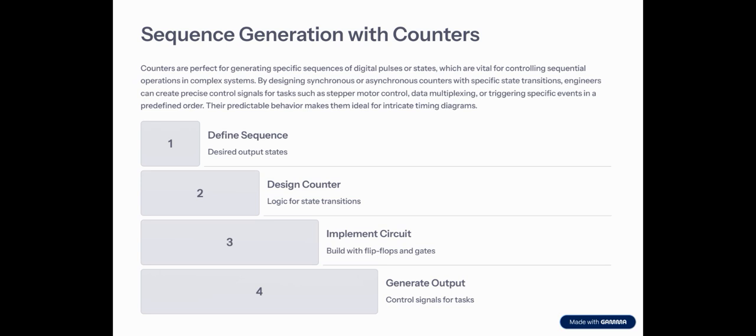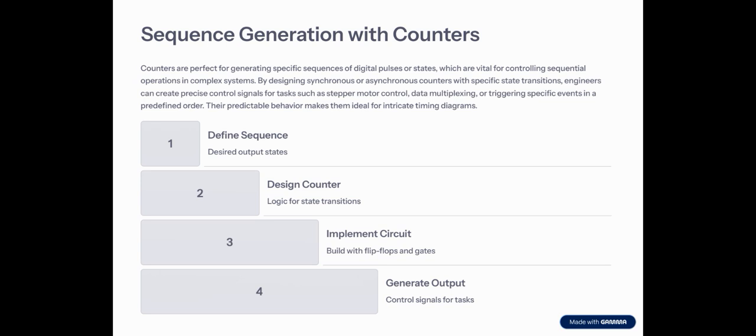Sequential generation. Counters are perfect for generating specific sequences of digital pulses or states which are vital for controlling sequential operations in complex systems. By designing synchronous or asynchronous counters with specific state transitions, engineers can create precise control signals for tasks such as stepper motor control, data multiplexing, or triggering specific events in a predefined order.